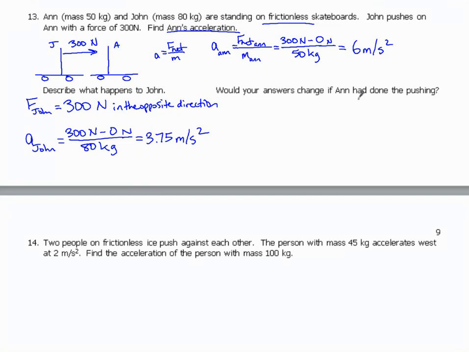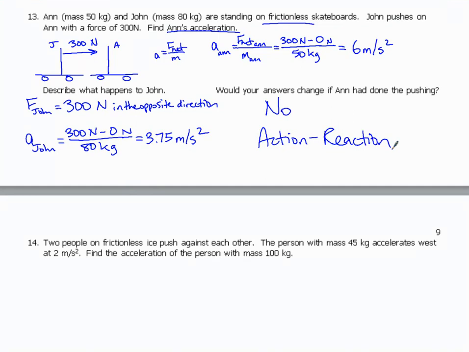Would your answers change if Anne had done the pushing? So look up here at our picture. Would this scenario have changed at all if Anne was the one exerting 300 newtons of force on John? Well, Anne would have still had a force of 300 newtons acting back on her. John still would have had a force of 300 newtons acting on him. Their masses would have remained the same. So would these answers change if Anne had done the pushing instead of John? The answer here is no. And the reasoning behind it is action, reaction.